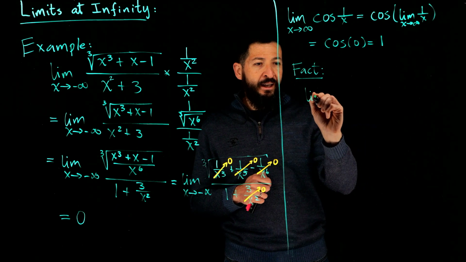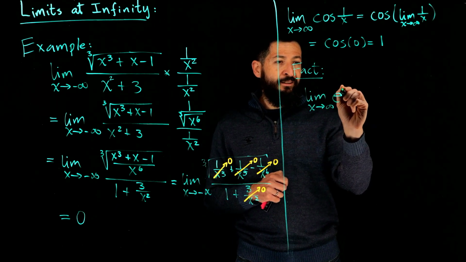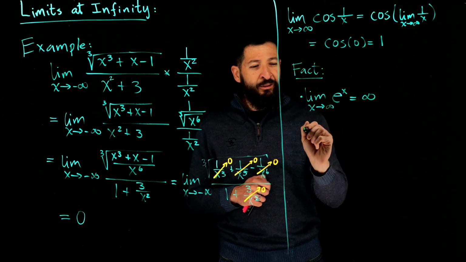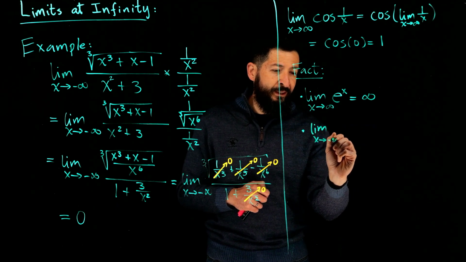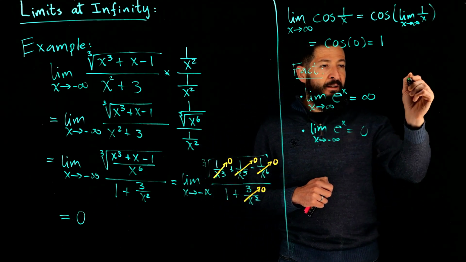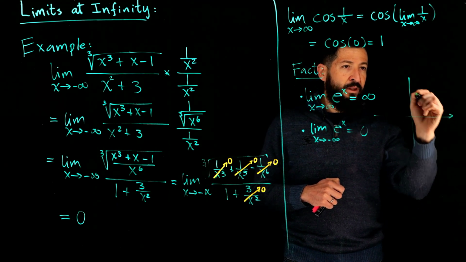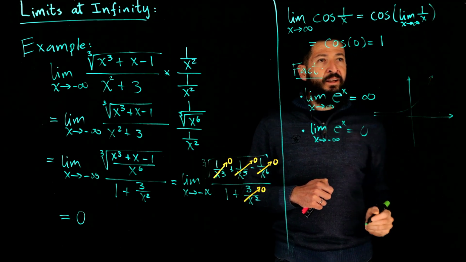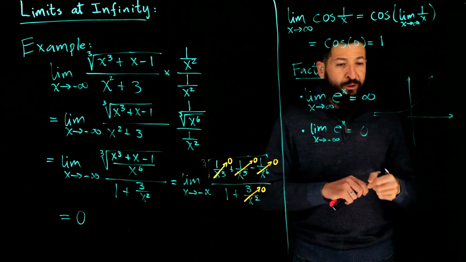So the limit as x goes to positive infinity of e to the x is going to be positive infinity. Well, it's a series of facts, I suppose. So the limit as x goes to negative infinity of e to the x, that's going to be going down to 0. And that you just have to think about the graph of e to the x, which is asymptotic to the x-axis. And my ink is looking a little bit off. Let me change marker.